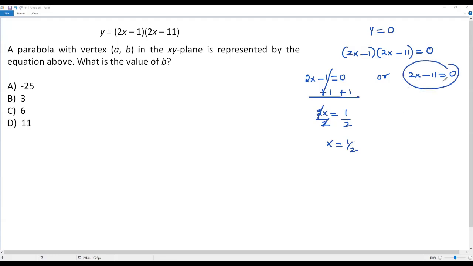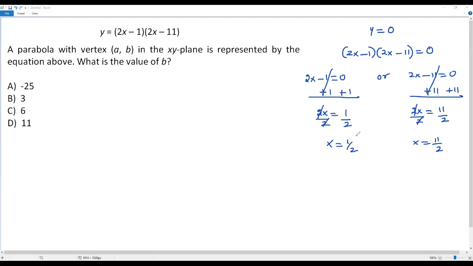Now let me solve for x in this equation. For that, I'm adding 11 to both sides. So this negative 11 and positive 11 will cancel. I'm getting 2x equals 11. Then I divide both sides by 2. Then this 2 will cancel. I'm getting x equals 11/2. Now I got the x-coordinates of the two x-intercepts of the parabola.